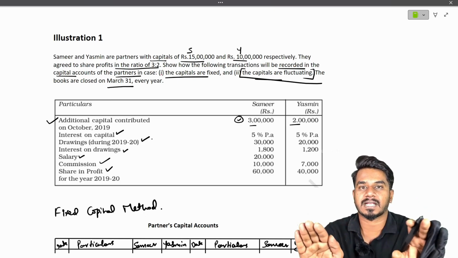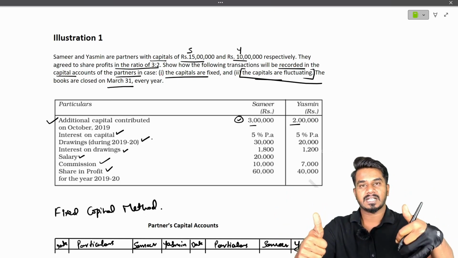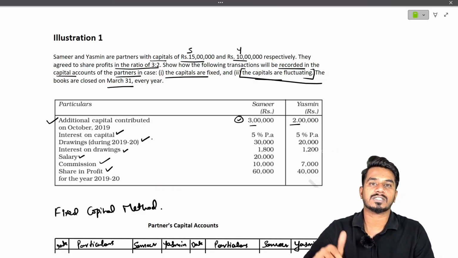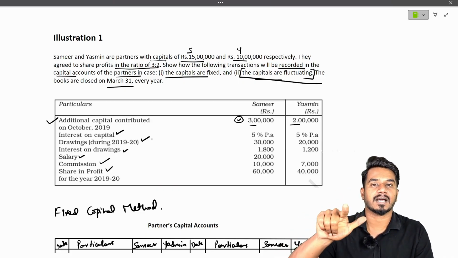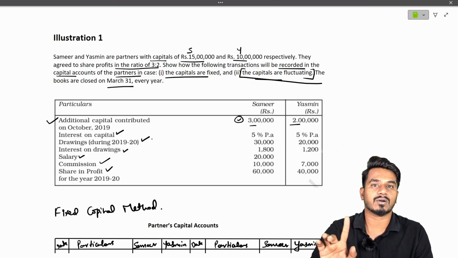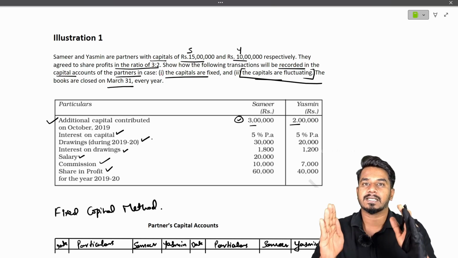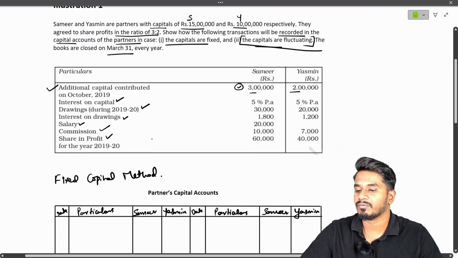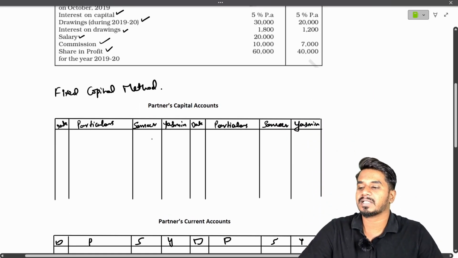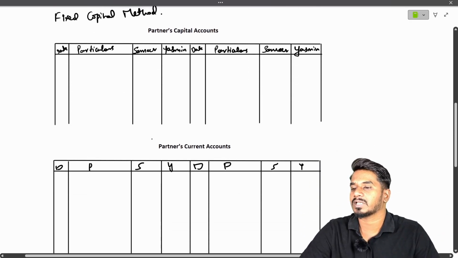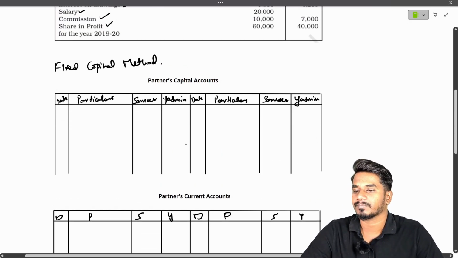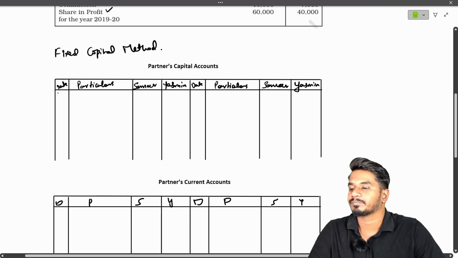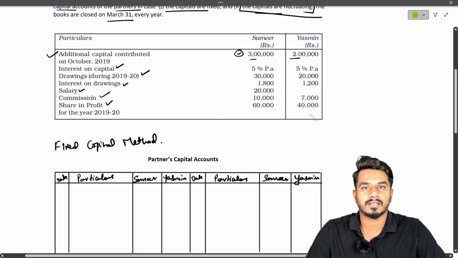Fine. So in fixed capital, we need to prepare two accounts, that is partners capital and current account. In fluctuating, only one account, partners capital account. That's it. Clear? Let us prepare. So in fixed capital method, you have to prepare two accounts. One is partners capital and current account. Fine. So what is the capital given in the question?